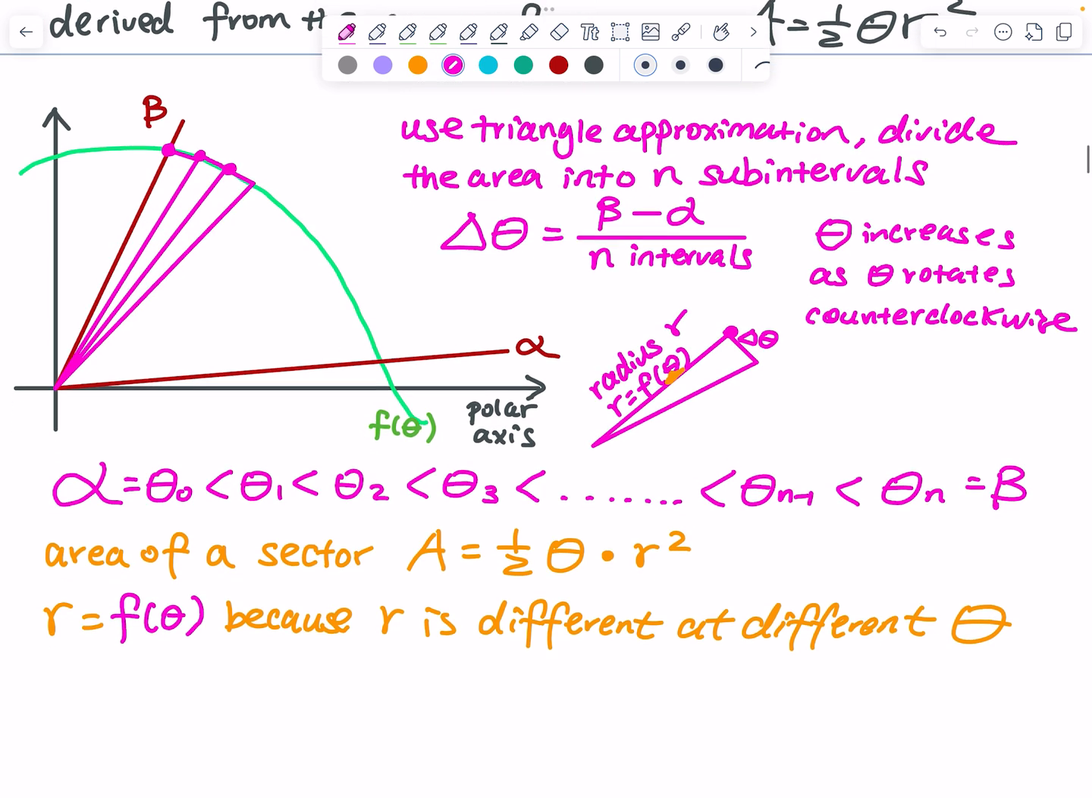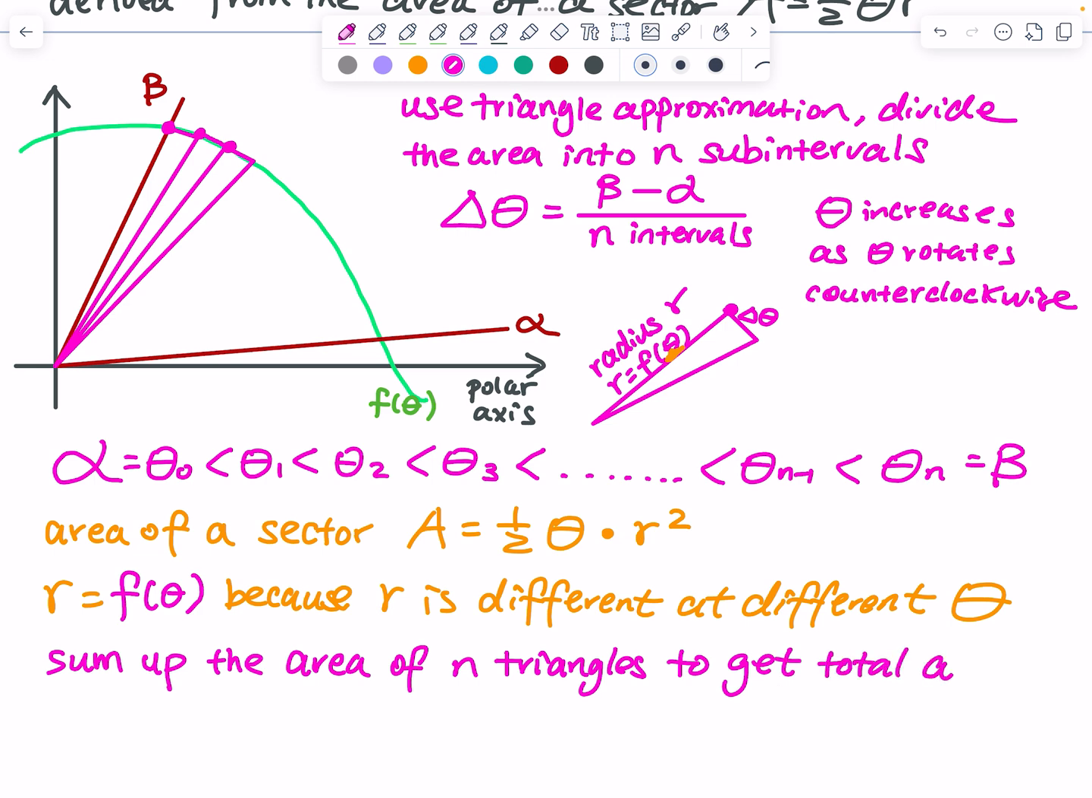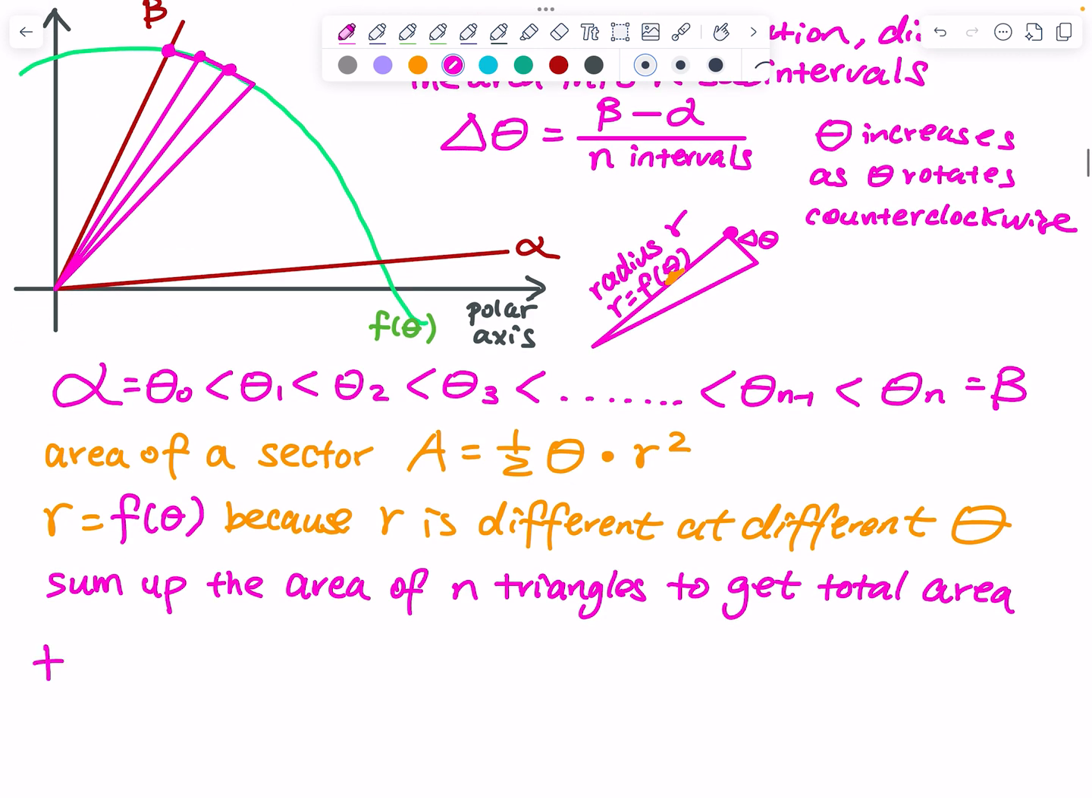And then we have so many triangles. We want to sum up the area. So sum up the area of n triangles to get the total area. And then the total area equals the limit as n approaches infinity.